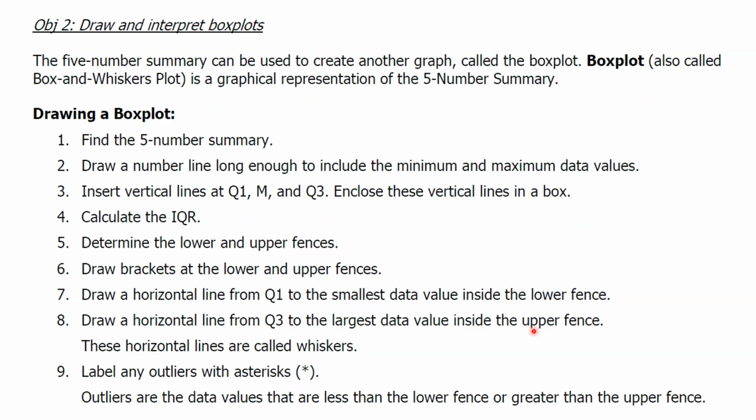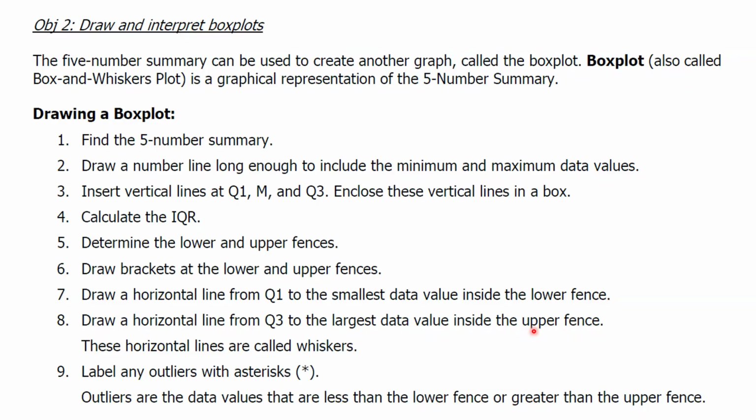Objective 2. Draw and interpret box plots. Now the 5-number summary can be used to create another graph called the box plot. A box plot or box and whisker plot is a graphical representation of the 5-number summary. So in drawing a box plot, we first are going to find the 5-number summary. Then we will draw a number line long enough to include the minimum and maximum data values. Then we will insert vertical lines at Q1, the median, and Q3. We will enclose these vertical lines in a box.